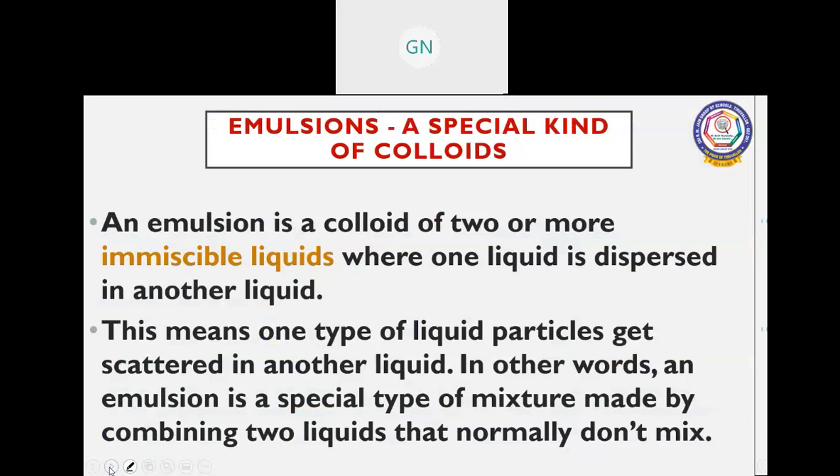Let us see about emulsion. A special kind of colloid is known as an emulsion. An emulsion is a colloid of two or more immiscible liquids where one liquid is dispersed in the other liquid. So both are liquids, and this means one type of liquid particles gets scattered in the other liquid. In other words, an emulsion is a special type of mixture made by combining two liquids that normally do not mix. When two liquids normally do not mix, we can mix them by emulsion.